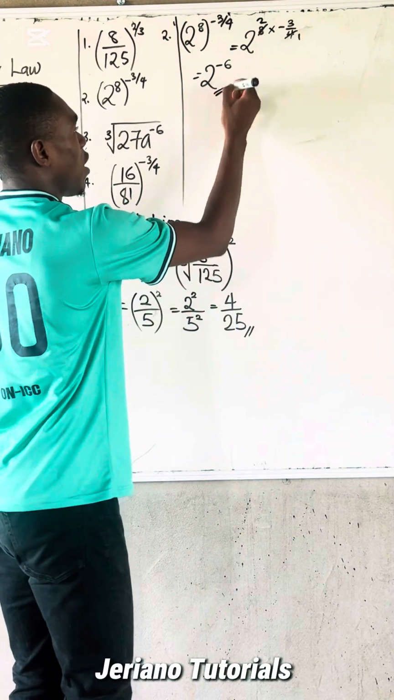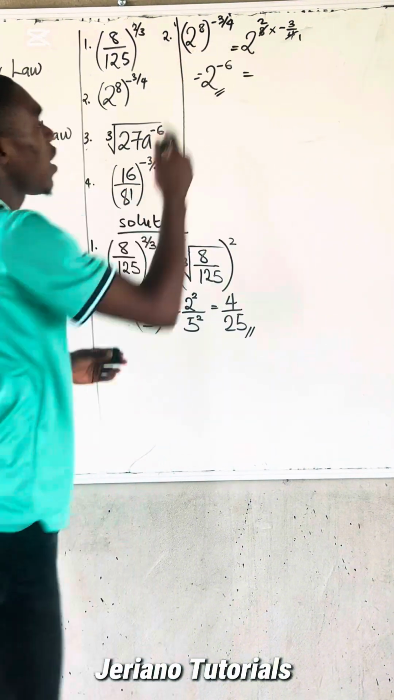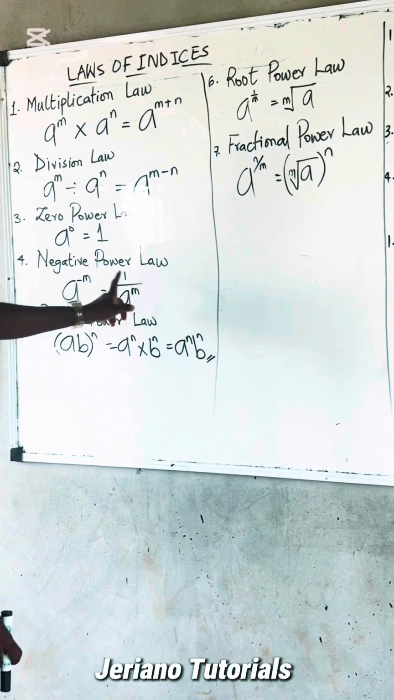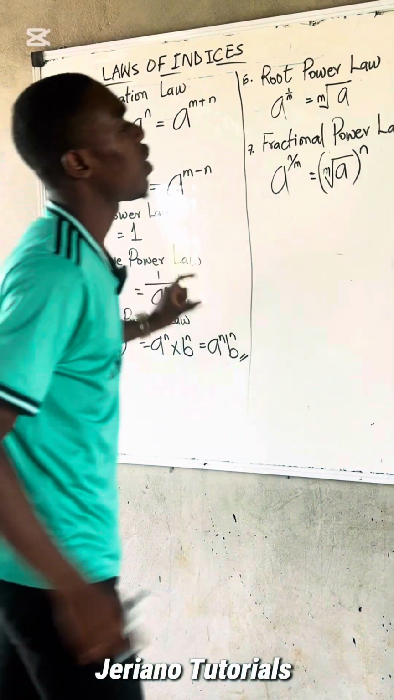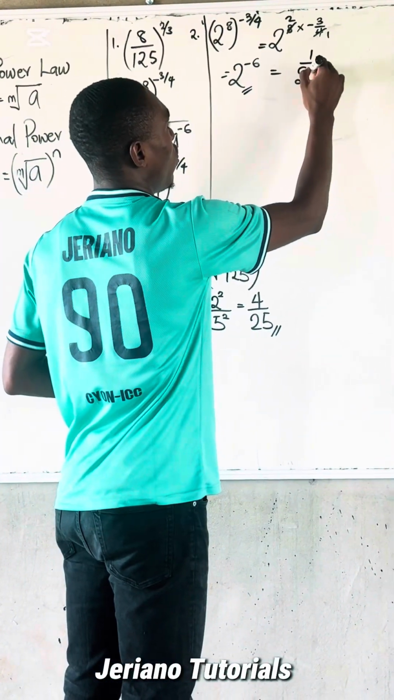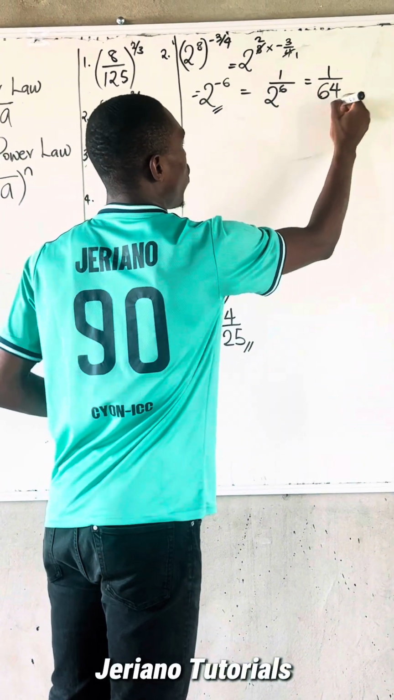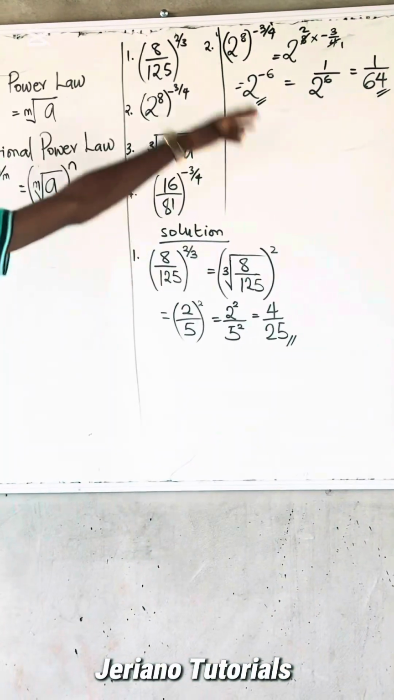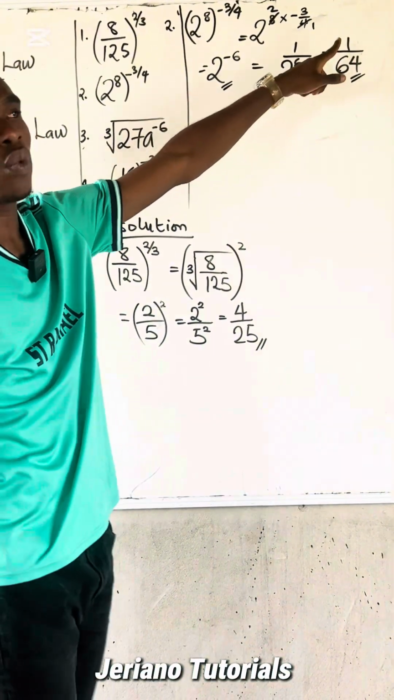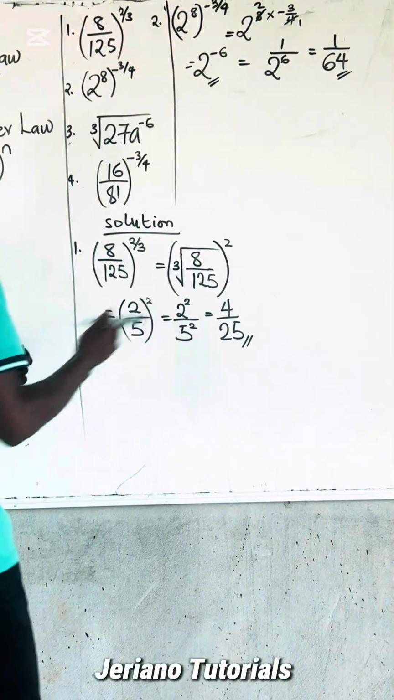This becomes our final answer. You can go further and decide to obey the negative power law over here. What do we have to do? We have to return it into this pattern. Your minus takes the inverse of 2 over 6, and 2 over 6 is also 1 over 64. Confirm that with your calculator. 1 over 2 raised to the power of 6 is 1 over 64. That is the simplest form of the fraction.